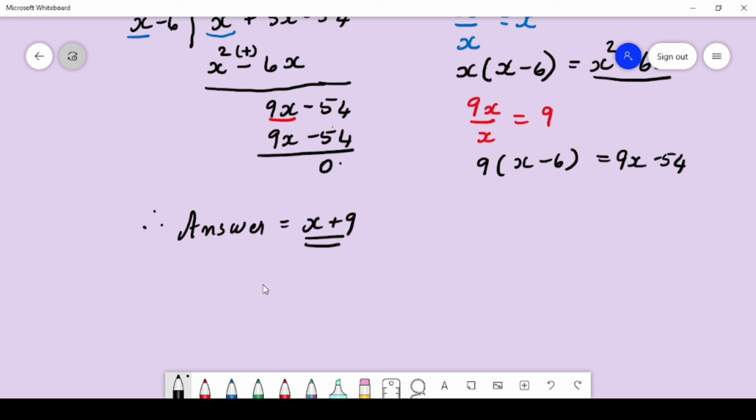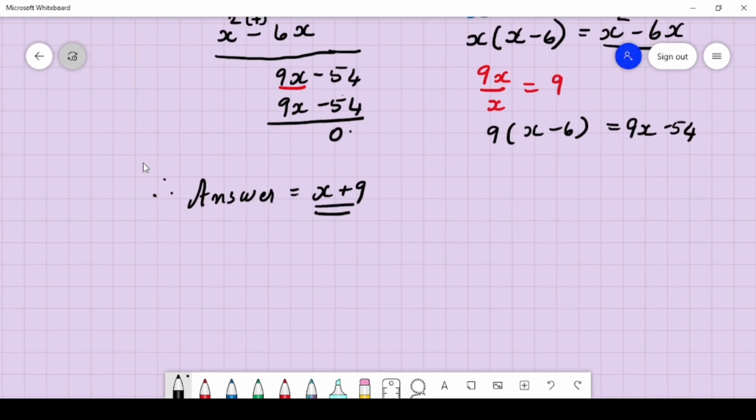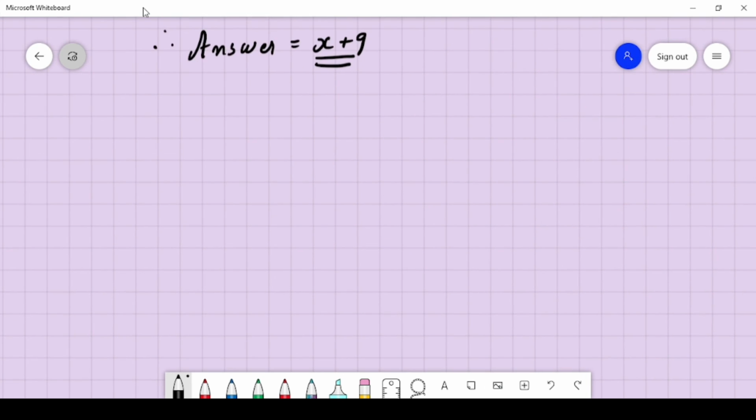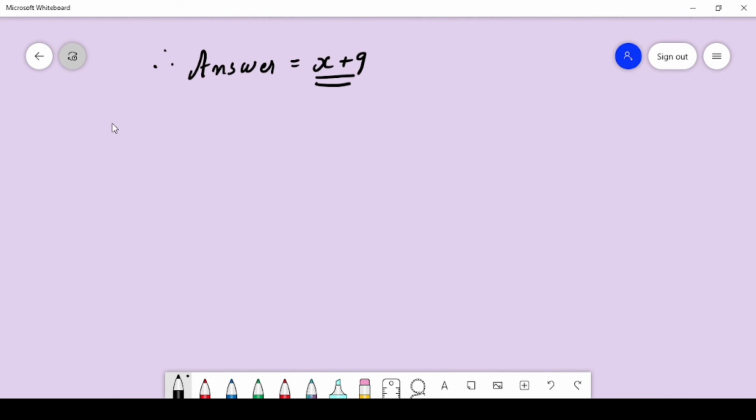Now next we will move to question number 13. Question number 13. In that, two polynomials are given there. So directly we can arrange for division, isn't it?